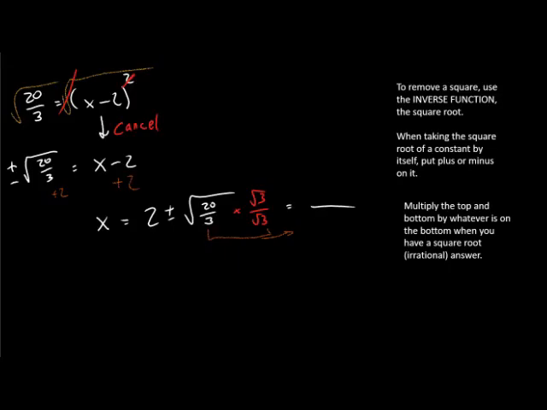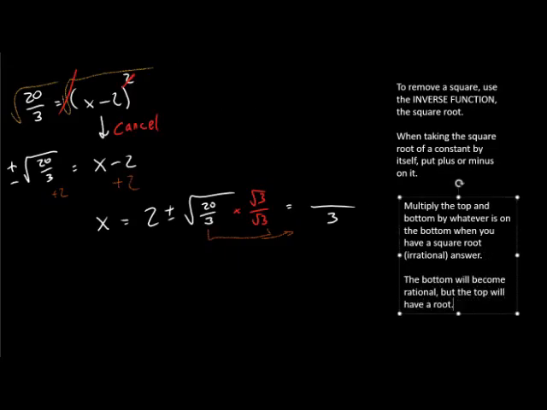Therefore, whatever our answer is, it is now over 3, but not within a root. However, the top will still be inside of the root. So remember, when you're rationalizing a denominator, you can expect that your denominator will no longer have a root, but your top will. On the top, we have root 20 times root 3, and this will give us square root 60. One more thing we can do is try to simplify that square root 60 by seeing what perfect squares could divide it evenly.